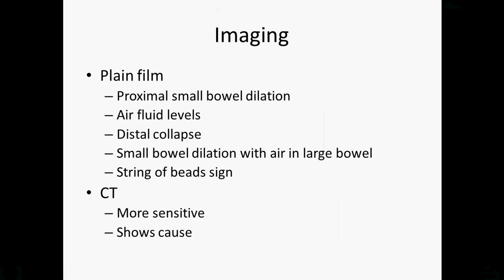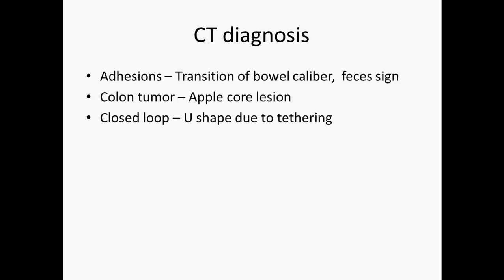We also want to take a CT scan. The CT is most sensitive, and it can help us to show the cause, and can help us to better figure out what our treatment's going to be. So on the CT, you'll be able to see if we've got adhesions that are causing problems. I don't know what I meant by writing transition of bowel caliber. Oh, I think that's talking about the distal collapse that we mentioned. And feces sign. You can actually see feces in the CT.